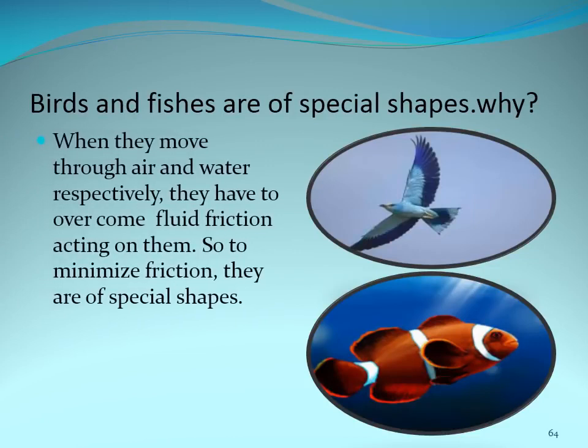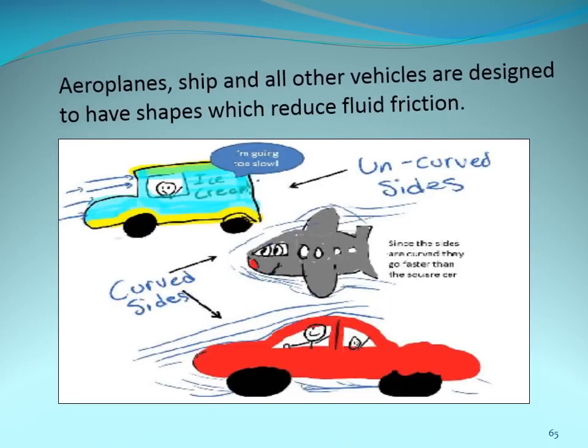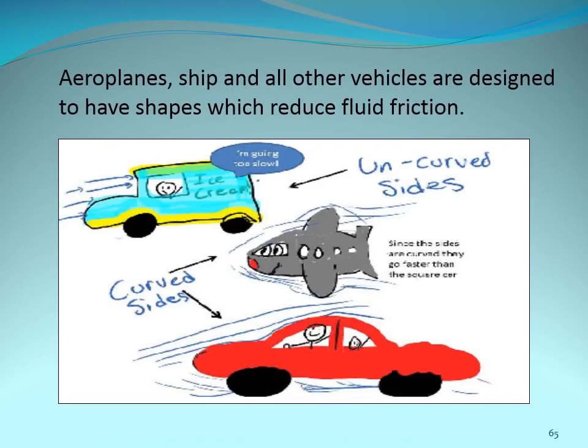Birds and fishes are of special shapes. Why? When they move through air and water respectively, they have to overcome fluid friction acting on them. So, to minimize friction, they are of special shapes. Aeroplanes, ships, and all other vehicles are designed to have shapes which reduce fluid friction.